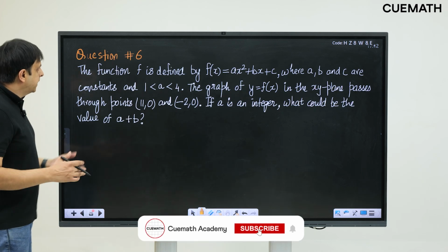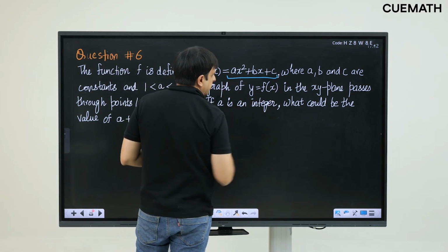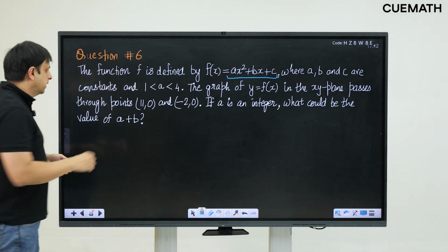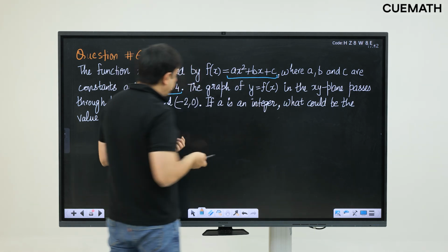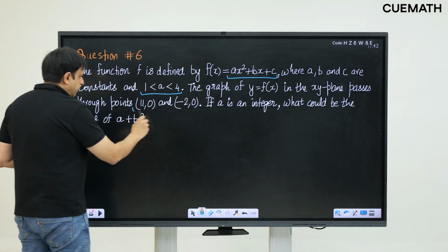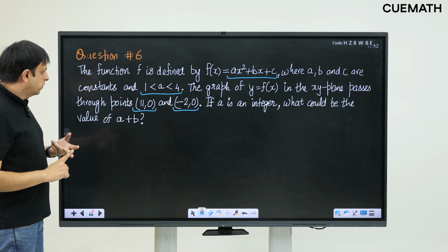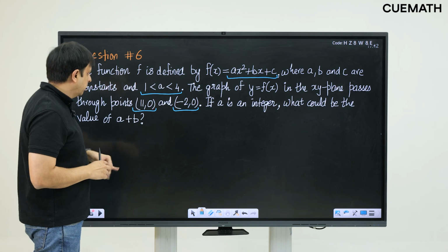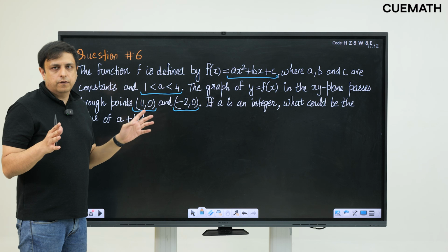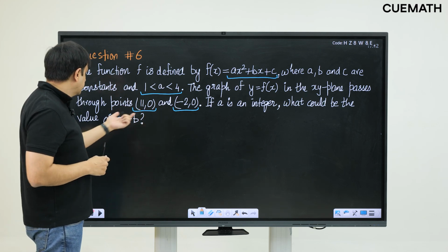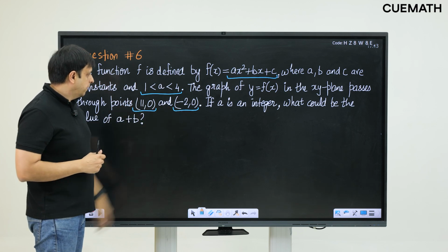Question number 6, now the function f is defined by f of x is ax square plus bx plus c, where a, b and c are constants and a is between 1 and 4. All right. The graph of y equal to f of x in the xy plane passes through the points 11 comma 0 and minus 2 comma 0. So, we have been told two things so far about the quadratic polynomial. It has a positive a which is between 1 and 4. So, the graph of the parabola will open upward, and we also know the two zeros of the quadratic polynomial. One is 11 and one is minus 2.